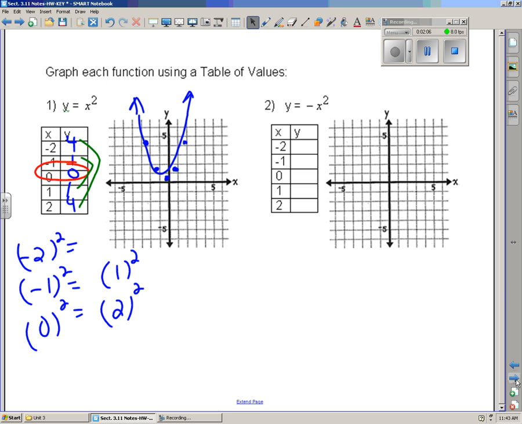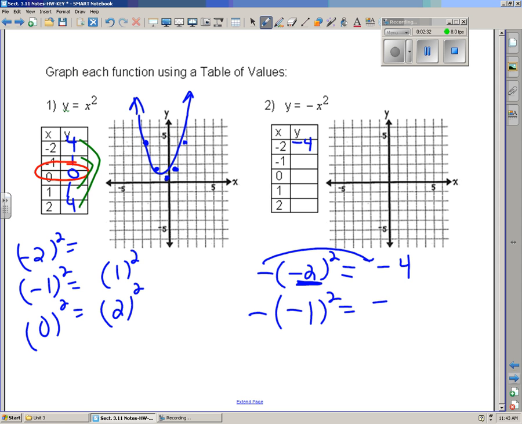If we now take a look at this next one, where we're looking for y equals the negative of x squared, you're going to get different values because you're going to do the negative of -2 squared. What you have to do is do the exponent first, which comes out to be a 4, and then carry over your negative. So the negative of -2 squared becomes -4. The negative of -1 squared becomes -1. The negative of 0 squared becomes 0. The negative of 1 squared becomes -1. And the negative of 2 squared becomes -4.